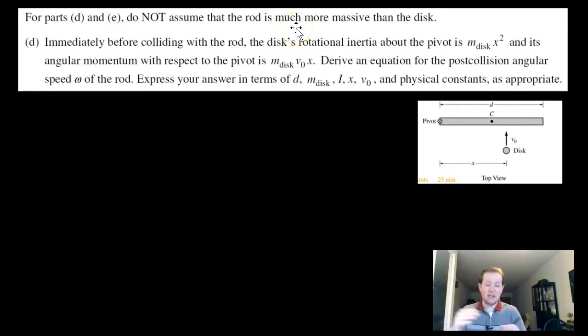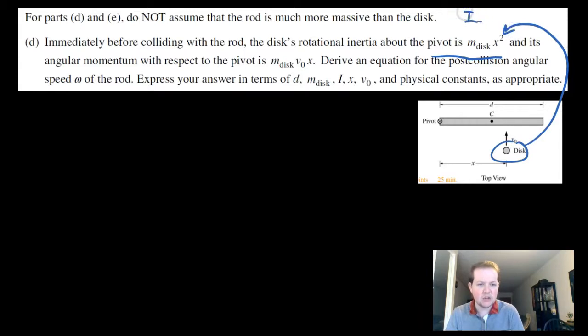They could potentially both move, they could potentially both have the same approximate masses, so there could be rotations and things. Immediately before colliding with the rod, the disk's rotational inertia about the pivot is m x squared. So this is the disk, that's this thing. This is the rotational inertia of the disk, and its angular momentum is this. Okay, so angular momentum, remember that's L. So L disk, the angular momentum with respect to the pivot, is m disk v naught x.